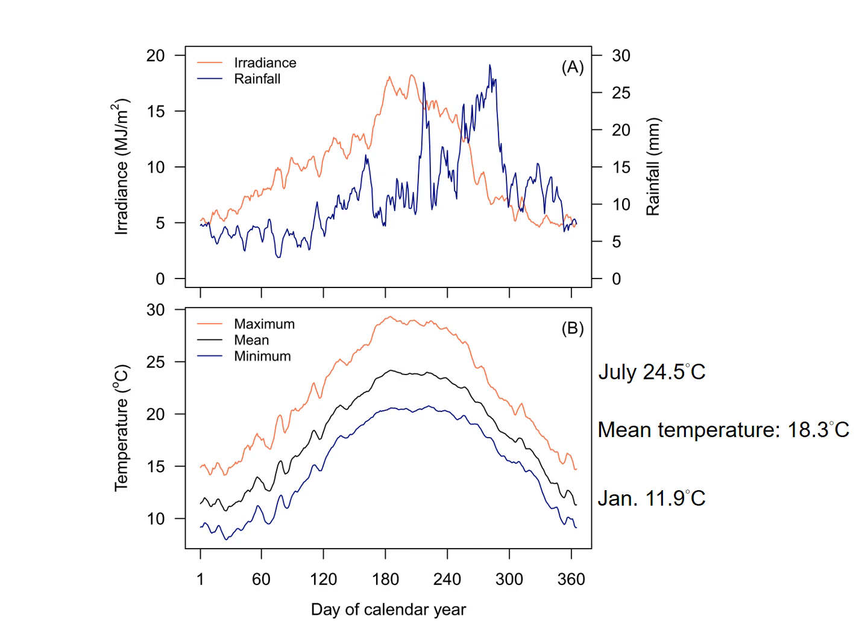Solar irradiance, the red line in the top figure, has a similar seasonality to temperature, peaking in July, but the seasonality is less strong compared with temperature. Seasonal variation in rainfall is strongly associated with typhoons, which contribute to high rainfall from July to September.